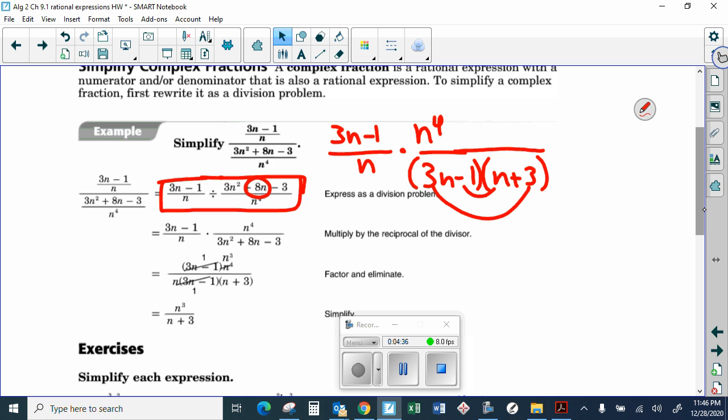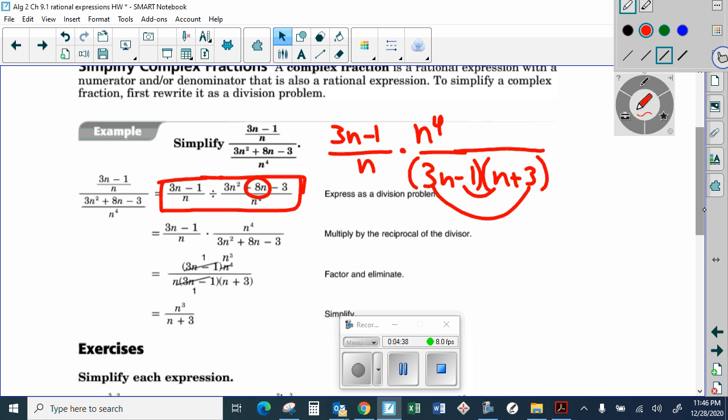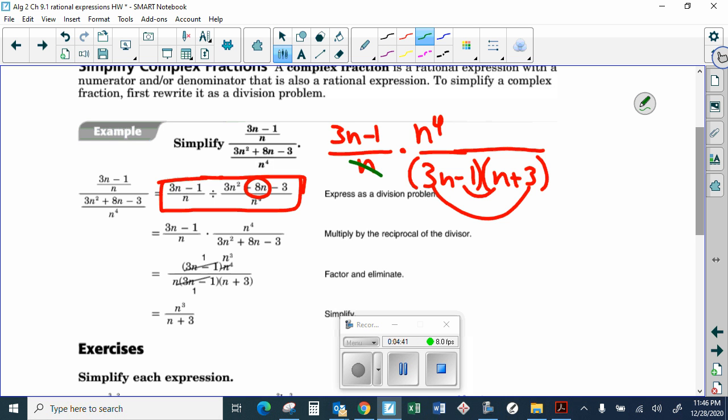Okay. Let's change the color here. This n will cancel with one of those. So I'm left with 3. This 3n minus 1 cancels with that 3n minus 1. I'm left with n cubed over n plus 3.